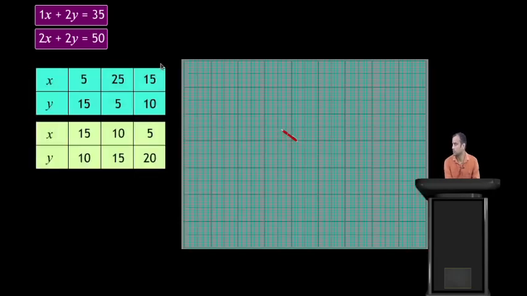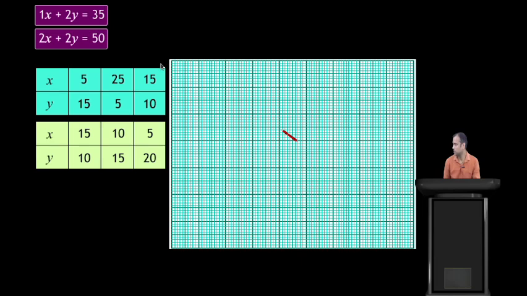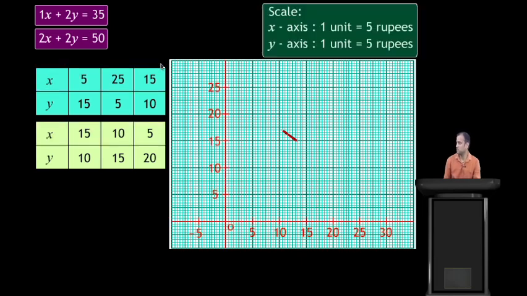Okay, so now we have two tables. We can draw graph 1 from this and graph 2 from this. So let's draw the graph of the first one. So we can take a scale. You can take any scale. Here we take the x-axis, 1 unit equals 5 rupees, and the y-axis, 1 unit equals 5 rupees. Both are equal.